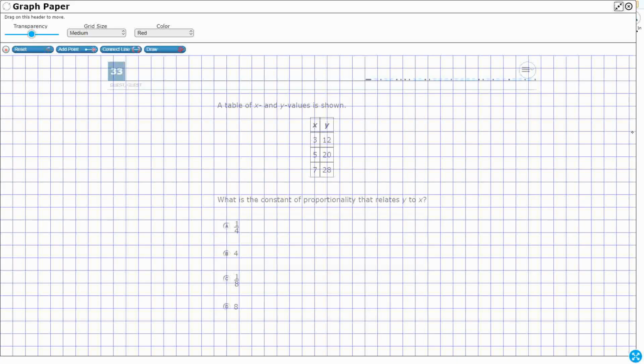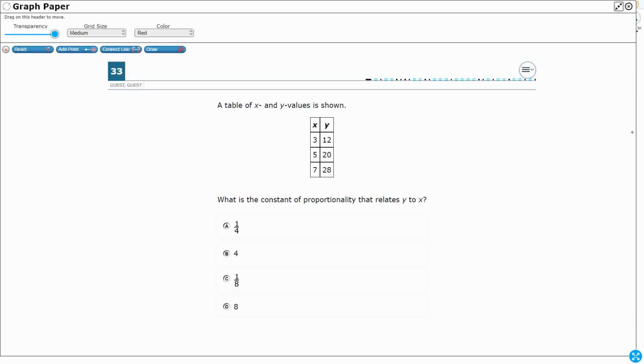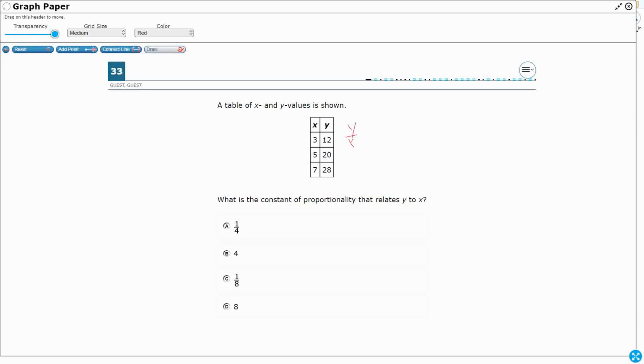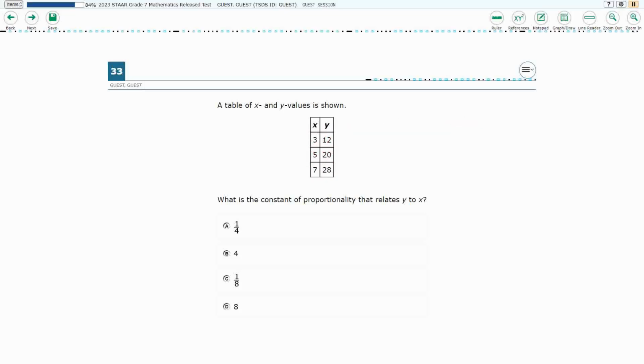Let's put y over x. So what are we going to get here? Y over x is going to equal 12 over 3. It's going to equal 20 over 5. It's going to equal 28 over 7. All of those simplify to 4. That's it. That is our answer.